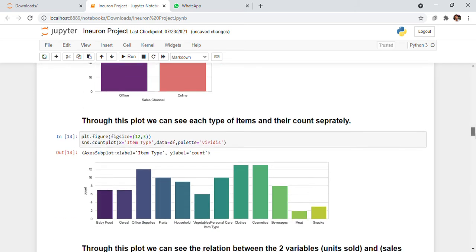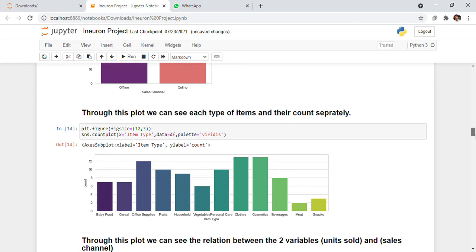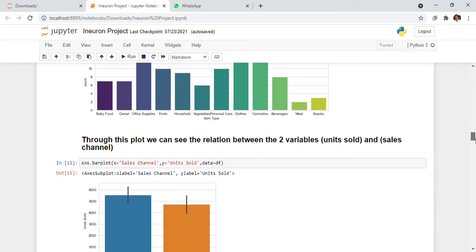Next is also a count plot, but here in this count plot we can see the item type, and this count plot is showing item type and their count, like baby food, cereal, office supplies, fruits, household, etc. So all the values are here in this graph. You can see that, and through this plot we can see the relation between two variables, units sold and sales channel.